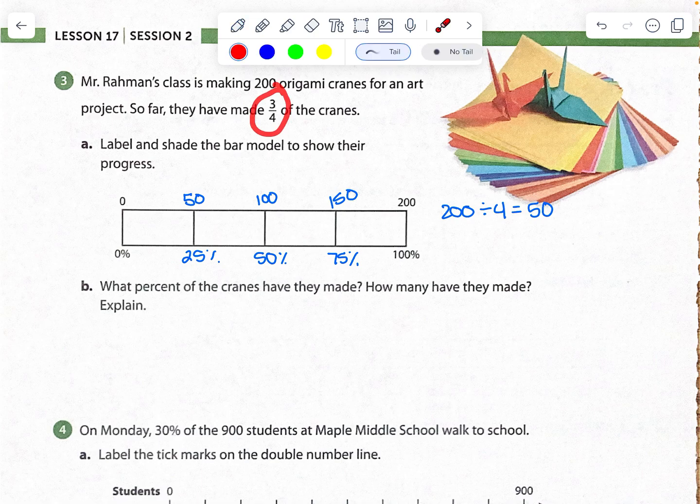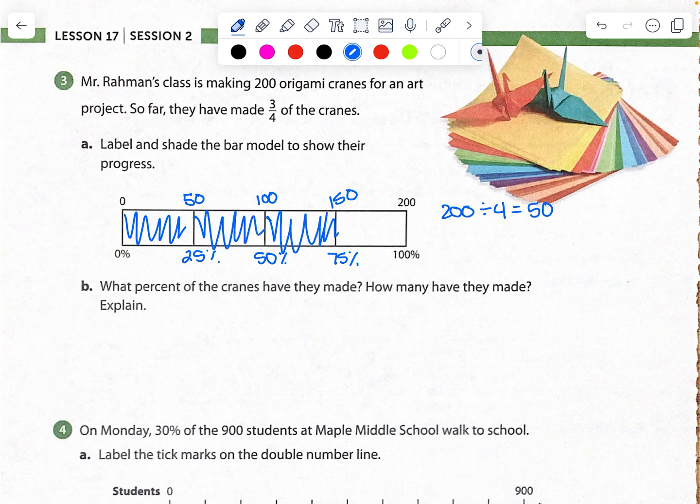Okay, one of our goals is to make connections between fractions and percents. So they've made 3/4 of the cranes. We're going to shade in 3 of the 4 sections to show 3/4. So what percent of the cranes have they made? We've shaded 3. The percent that goes with that is 75%. How many have they made? What matches up with 75 is 150. And so we can say 150 cranes.